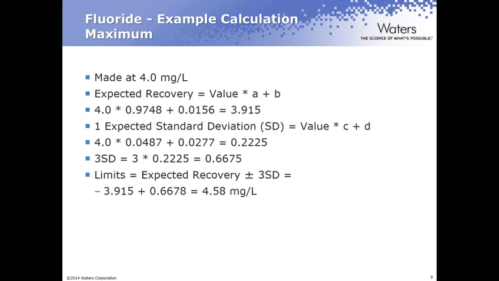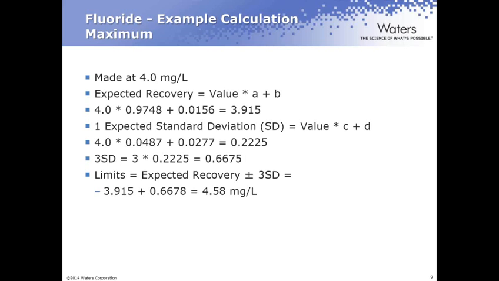So we take the assigned value of 4, we multiply it by our A, add to our B factor, and so what we should expect to get back at 4 milligrams per liter is 3.915. Then again we calculate out our expected standard deviation, which is our assigned value times your C plus your D factor, and you get a value of 0.2225. So that would be 1 standard deviation.